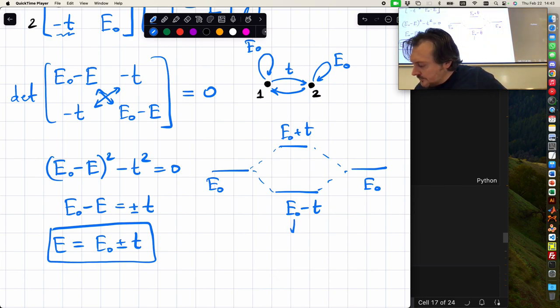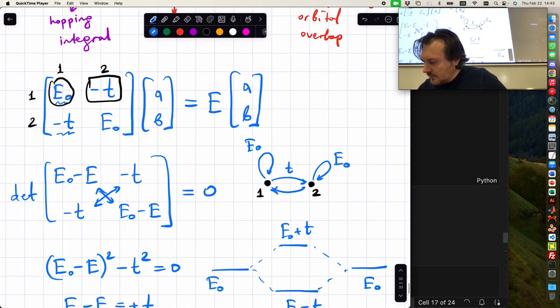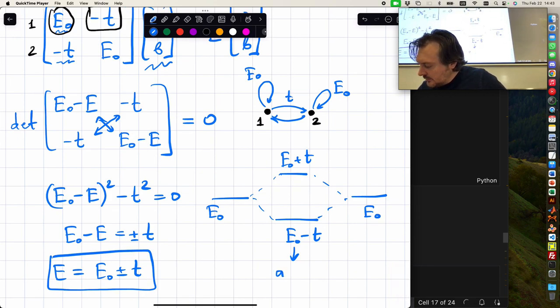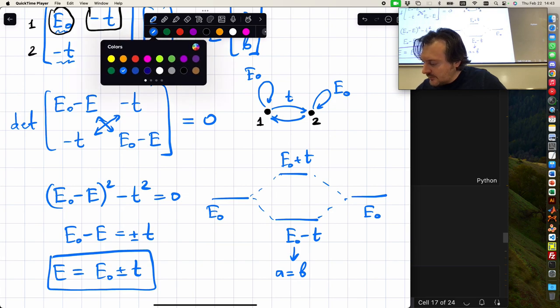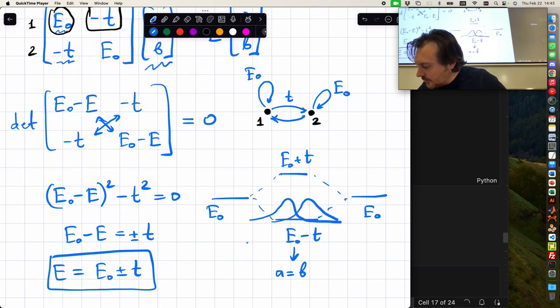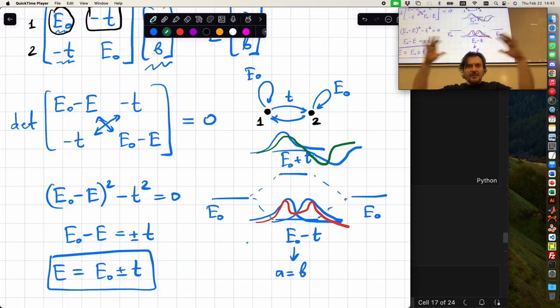And if you do the proper algebra, you will see that you can get AB. For this one, A will be equal to B, meaning that you will actually have that one plus the other one. So the bonding will look something like this. Okay? For this one, you will have this one minus the other one. So it will look like this. Bonding, antibonding. Electrons accumulated at the center, forming covalent bond, and electrons depleted from the center, forming lowest unoccupied molecular orbital, LUMO. So HOMO and LUMO. Good? Yeah. Good. Now let's go further.